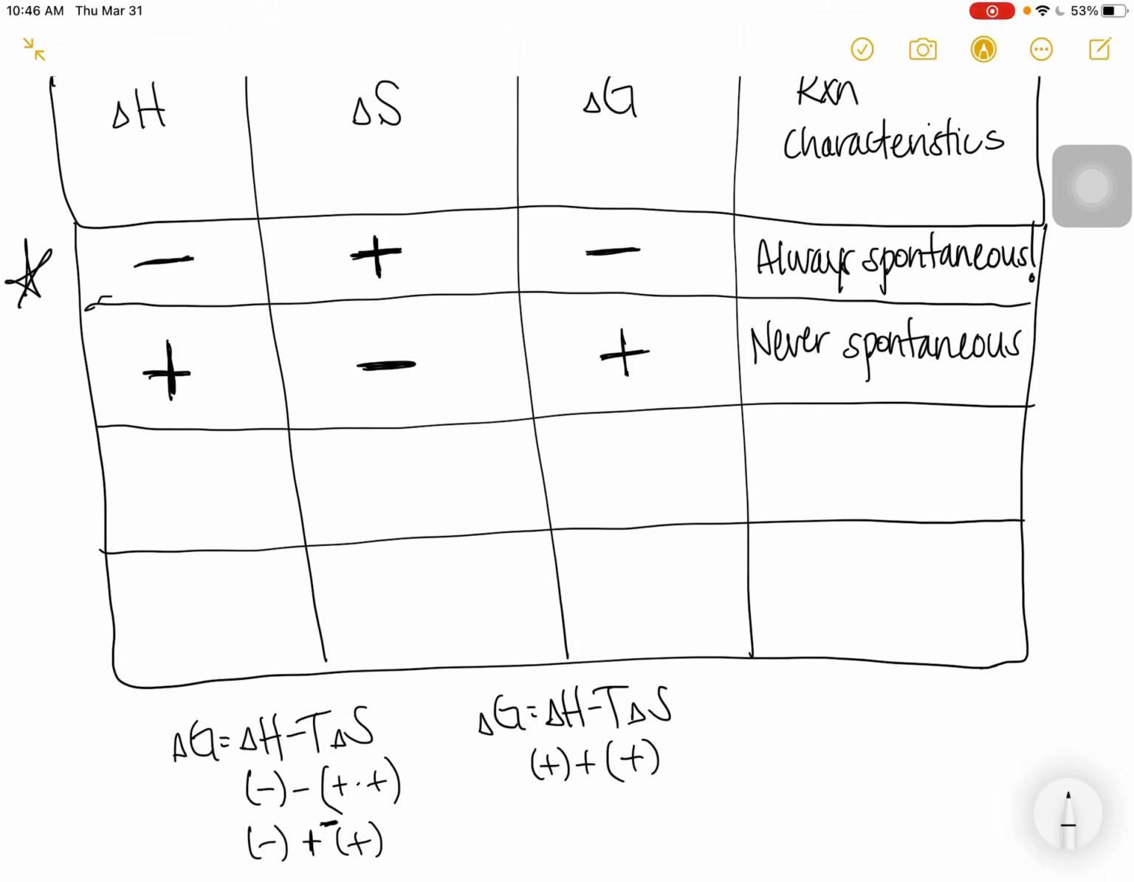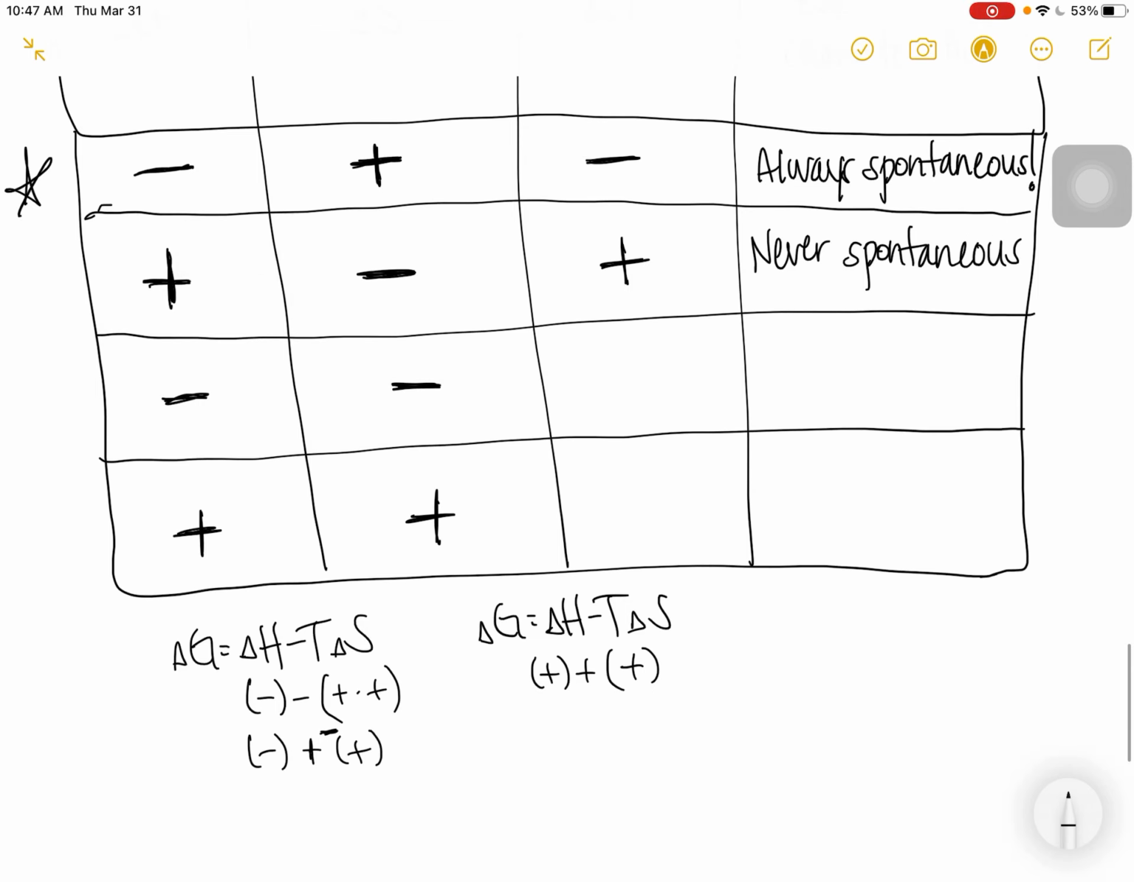It's the reverse. The next 2 are the delta S and delta H of the same sign. So what if I have a negative and a negative? What if I have a positive and a positive? And perhaps, maybe, as you might guess, this is actually going to depend. It can be either. So let's just do the negative and the negative one.